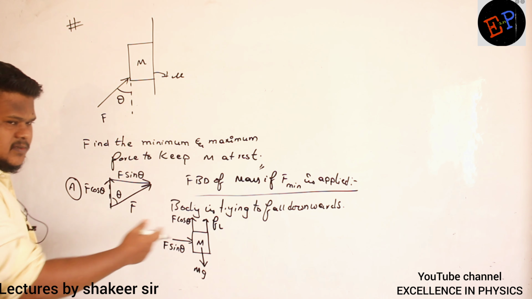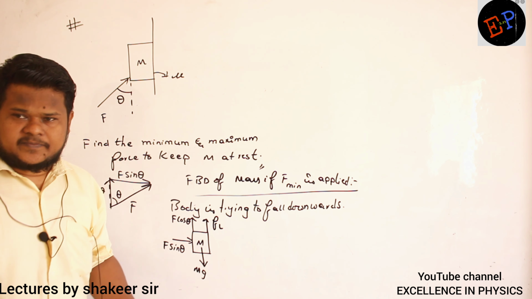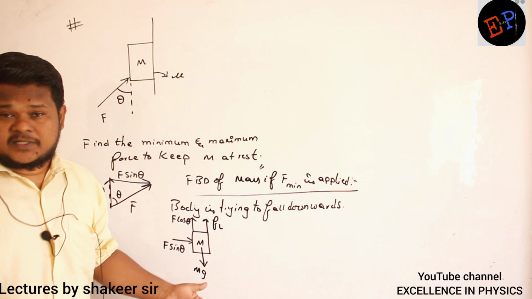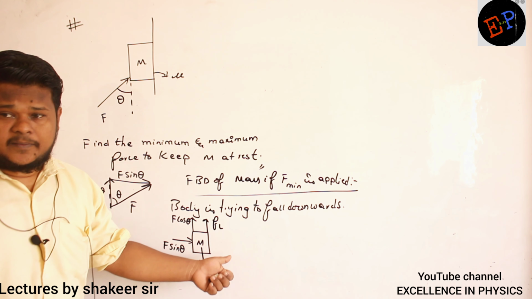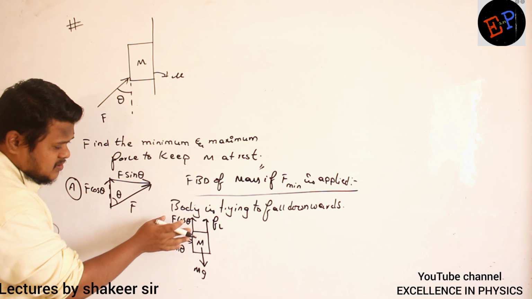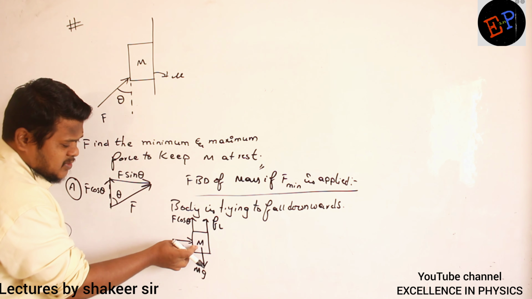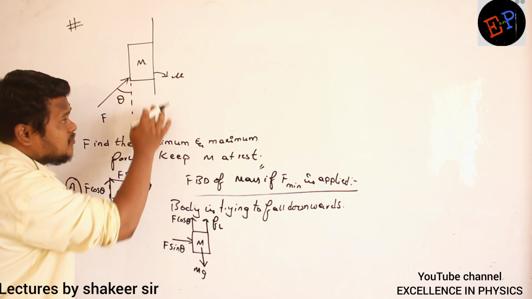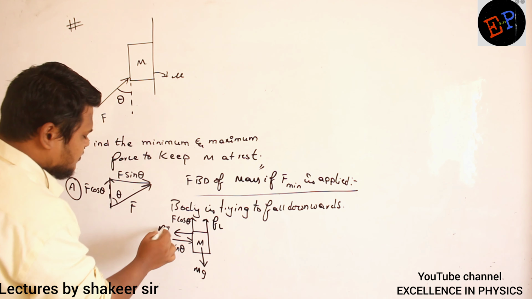And there is one more force. Can you say what that is? Normal reaction between what and what? Box and wall. See, I am pushing this body with a force of F sin theta. So this body goes and pushes the wall. Then what will the wall do? The wall will give an equal amount of normal reaction.